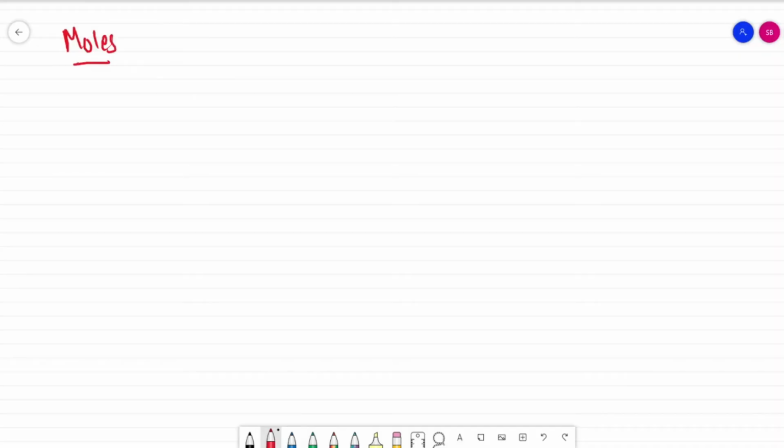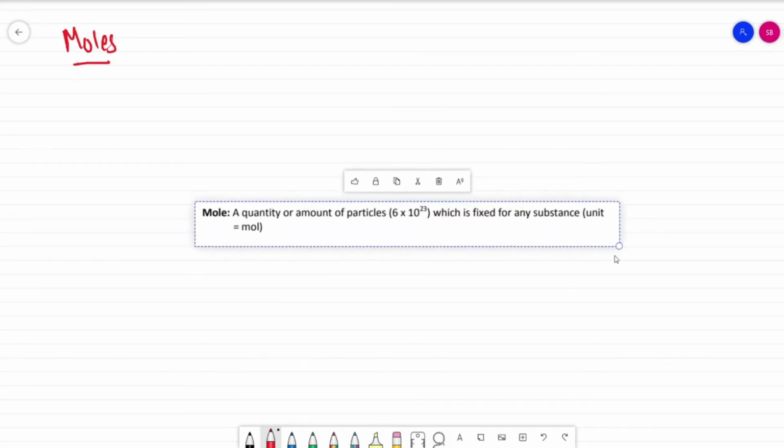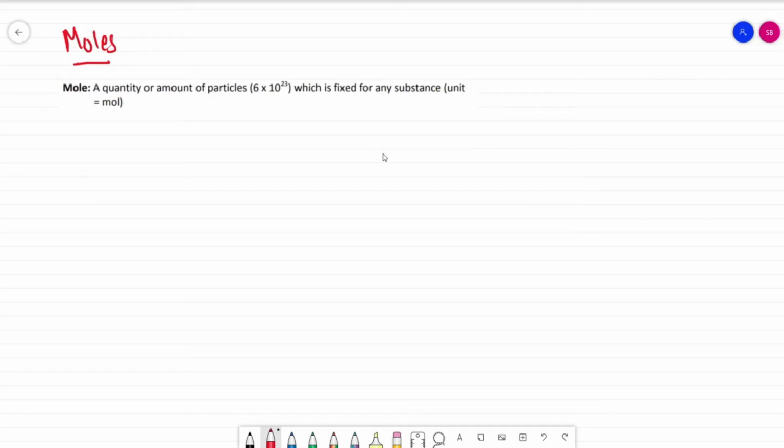Now, a mole is simply a quantity or amount of particles. Remember I told you stoichiometry is all about measurement. The type of measurement we use is called moles. So a mole is simply a quantity or amount of particles which is fixed for any substance, and the unit of course is mol, M-O-L. So this is the definition of a mole: a quantity or amount of particles which is fixed for any substance.